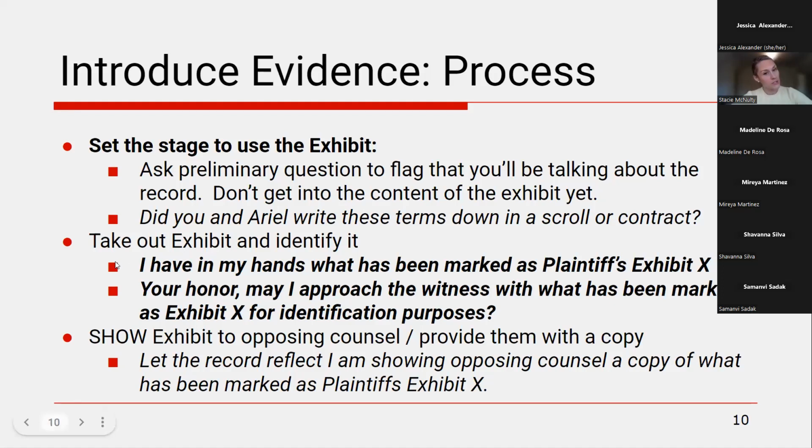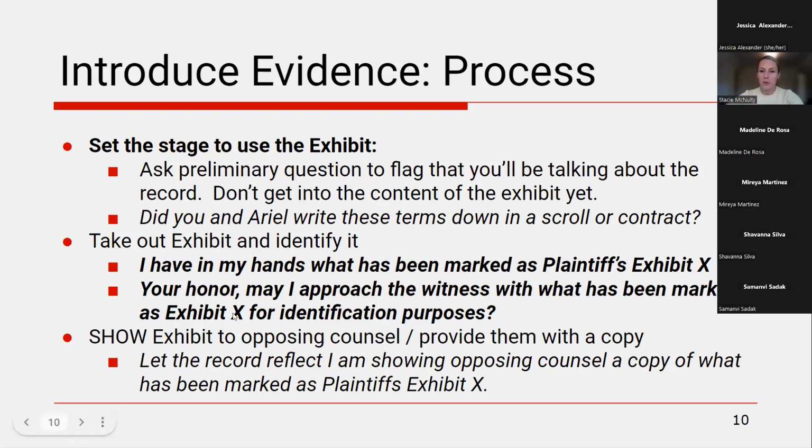Then you take out the exhibit and you identify it for the record. A lot of this is making sure the trial transcript is very clear, and the jury is very clear on what you're looking at, so that they can refer back and we're all on the same page. So I have in my hands what has been marked as Plaintiff's Exhibit X. I'm just going to use that. So I identified it. It's been marked as Exhibit X.